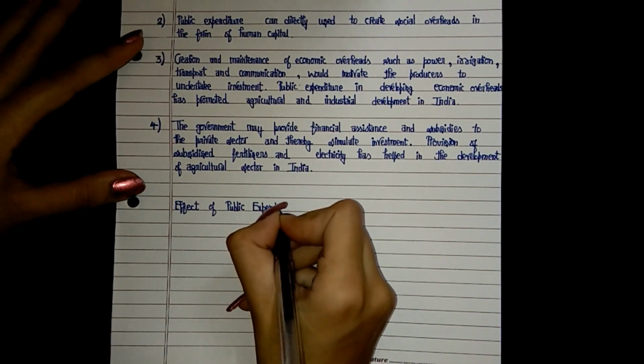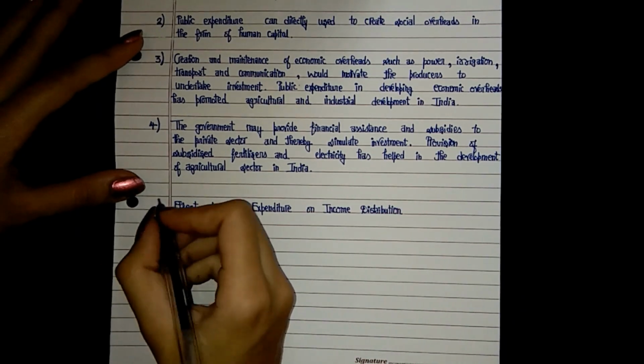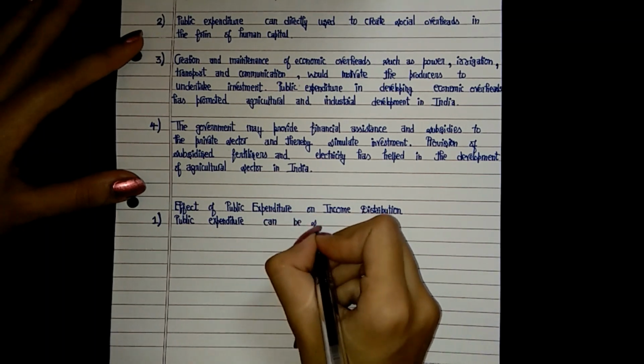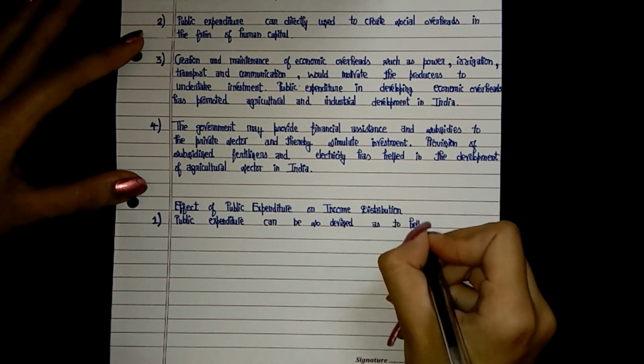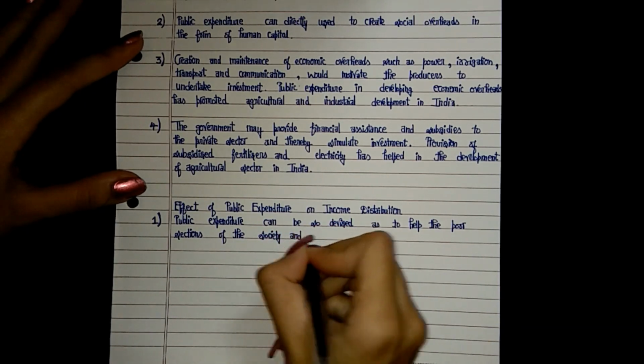So the next comes the effect of public expenditure on income distribution. So you have to write all the points, because there are only 2 points, and you can write everything whatever it's given, as it's important.